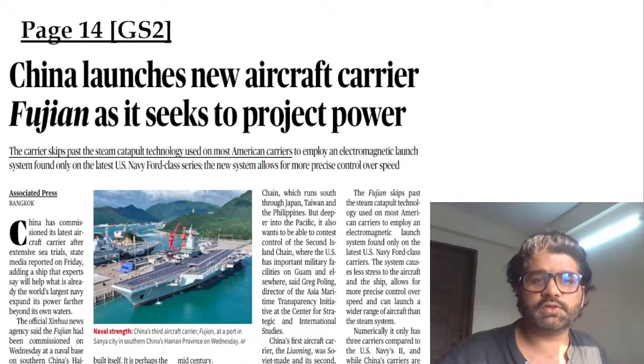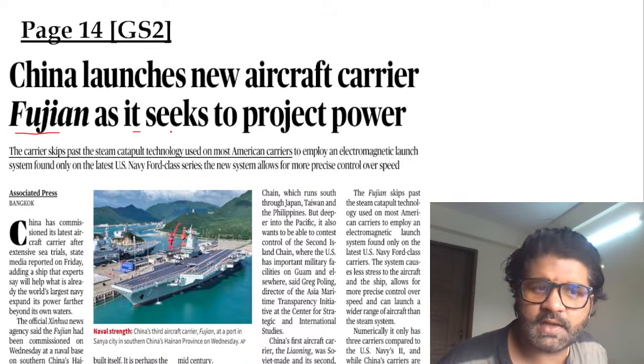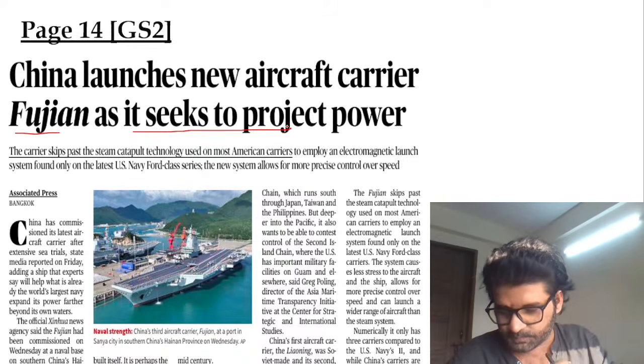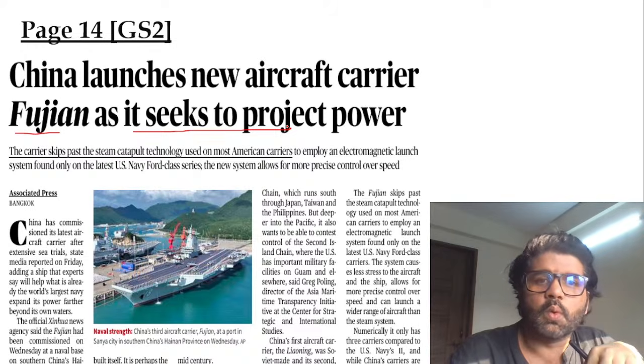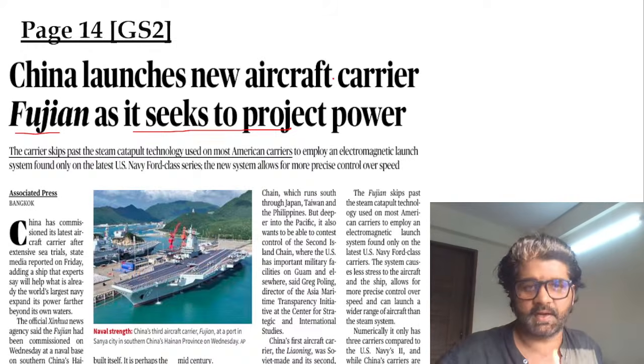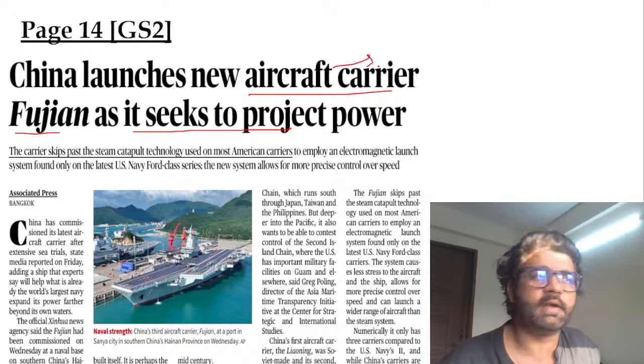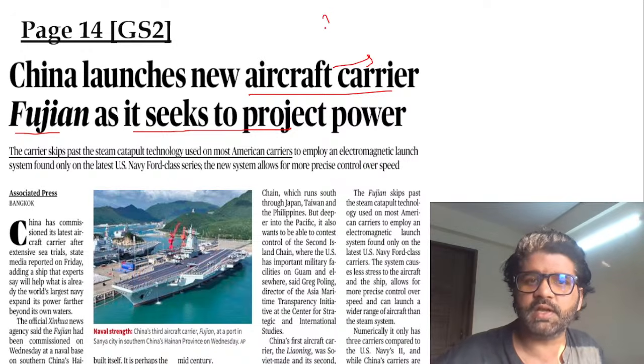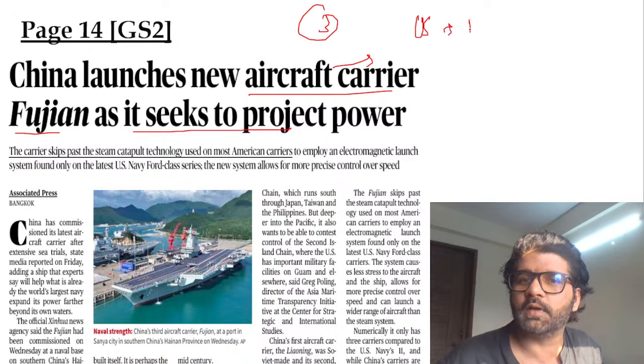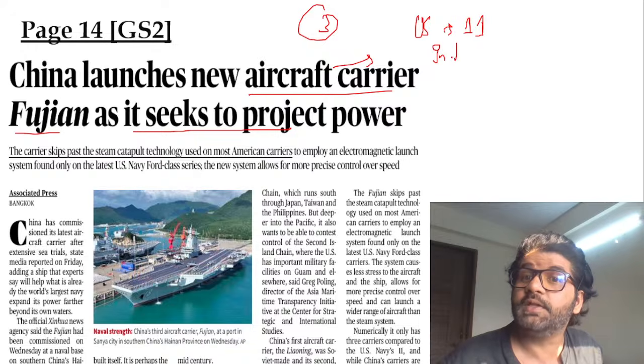So, China launches new aircraft carrier Fujian as it seeks to project power. So what is Fujian? What is an aircraft carrier? A very important element of your country's defense preparedness. China has 3 aircraft carriers. US has 11. How many does India have? And why are these important? Why are these aircraft carriers important?